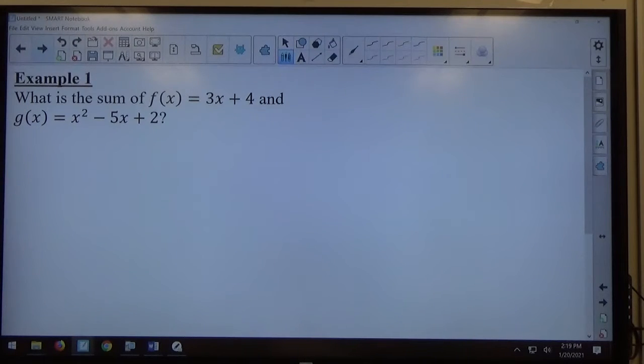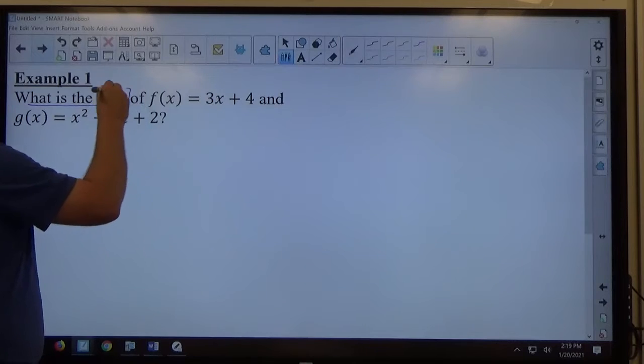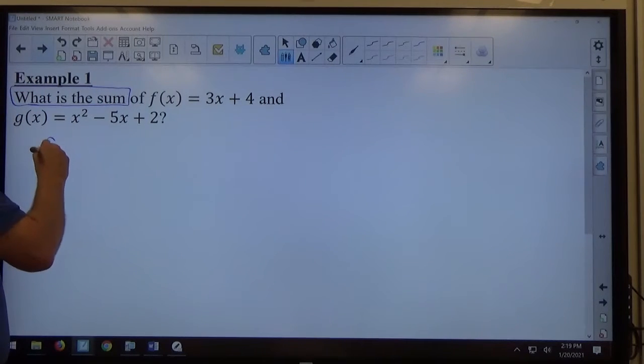Example 1, it says, what is the sum of f of x equals 3x plus 4 and g of x equals x squared minus 5x plus 2? Now, when it says what is the sum, they're asking you to create a function called f plus g of x.